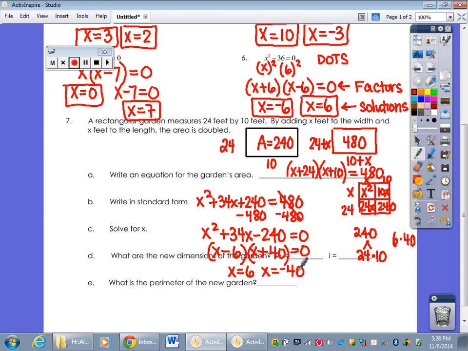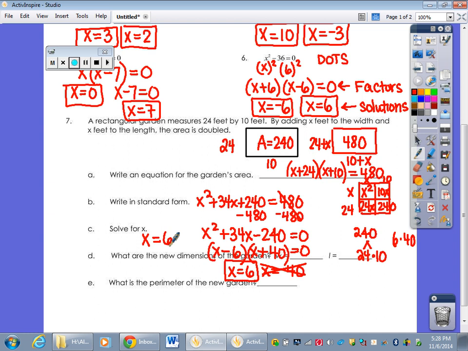Okay? Now, if my x value were negative 40, and I went back and I was talking about a length or a width of a rectangle, is that possible? That is not. So we are going to throw the negative 40 out, and 6 is going to be our x value. So x is going to be equal to 6. Now that is not our length, that is not our width, that is what x is.